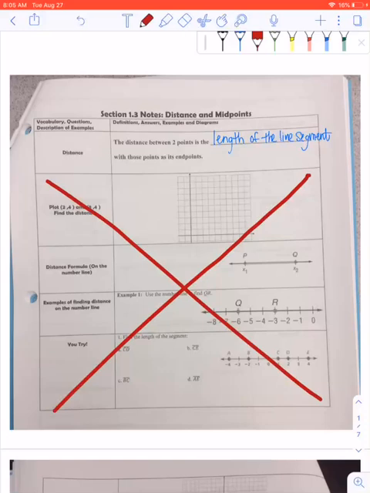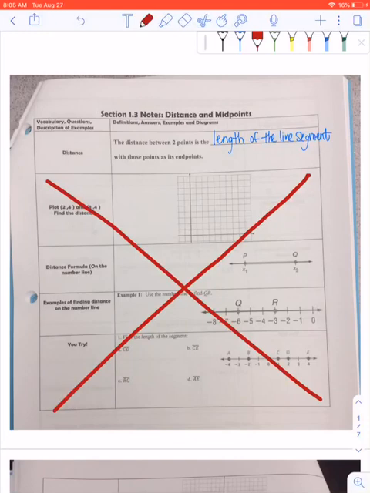Mrs. Carnahan. Today we're going to do the 1.3 notes over distance formula and midpoint formula, and we're just going to focus today on finding the distance between 2 points on a coordinate plane and finding the midpoint between 2 points on a coordinate plane, and we'll deal a little bit more with midpoints. But first let's talk about distance.